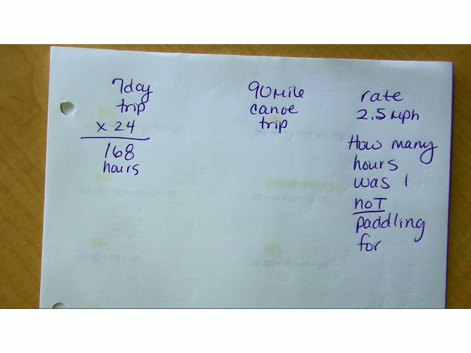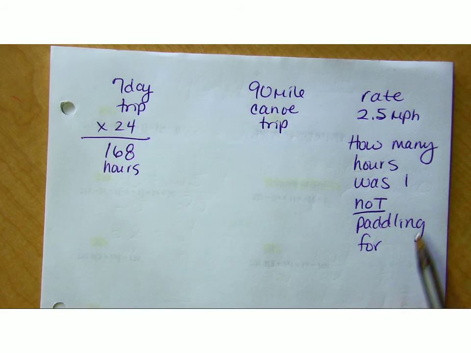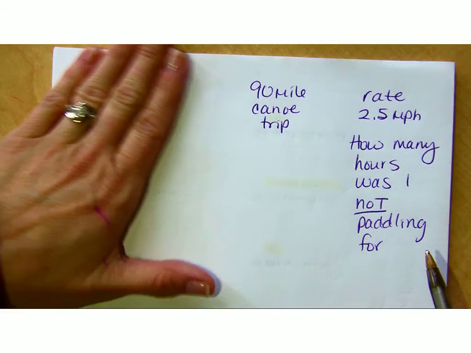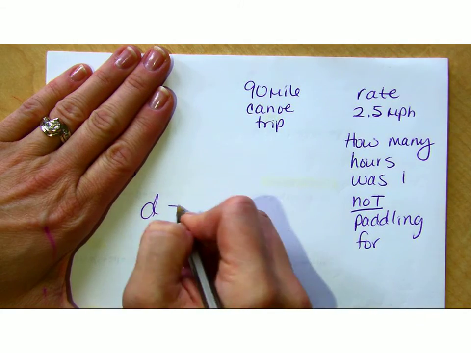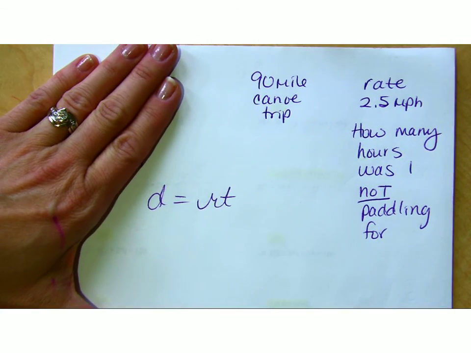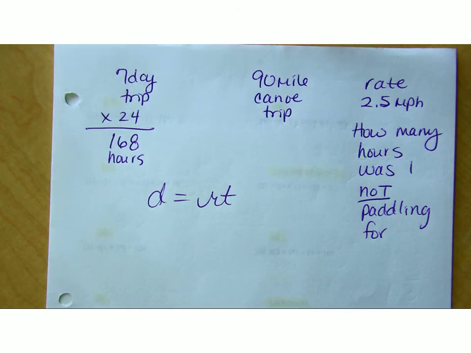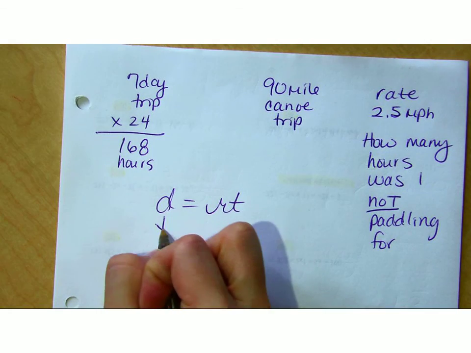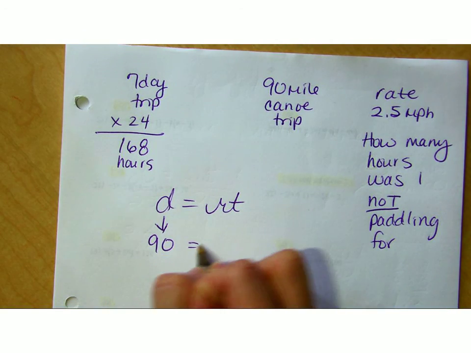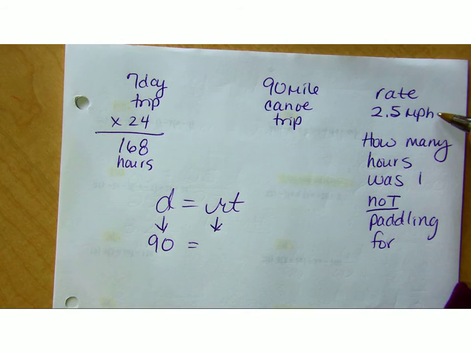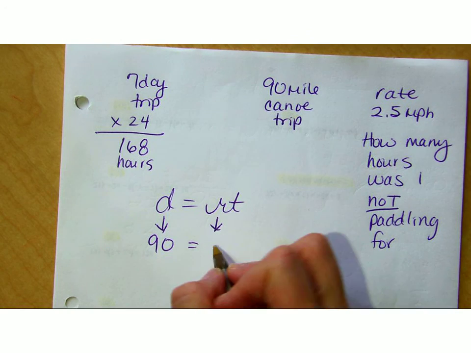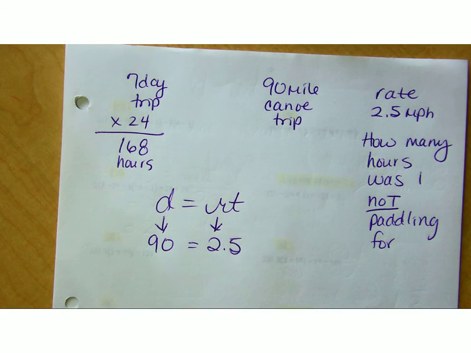But if I know these two things, I can figure out how many hours I was paddling for, right? So let's just ignore this for right now, and let's use our good old D equals RT. Distance equals rate times time. What was the distance of my trip? 90. What rate was I traveling down that river at? 2.5. Now, watch what I'm about to do. This is a two-part.